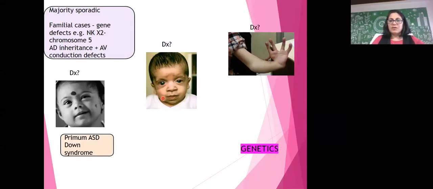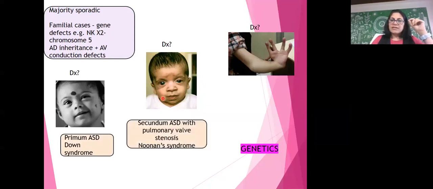This one, anyone? So Noonan's, you can get secundum ASD along with pulmonary valve stenosis. And third one is Holt-Oram.